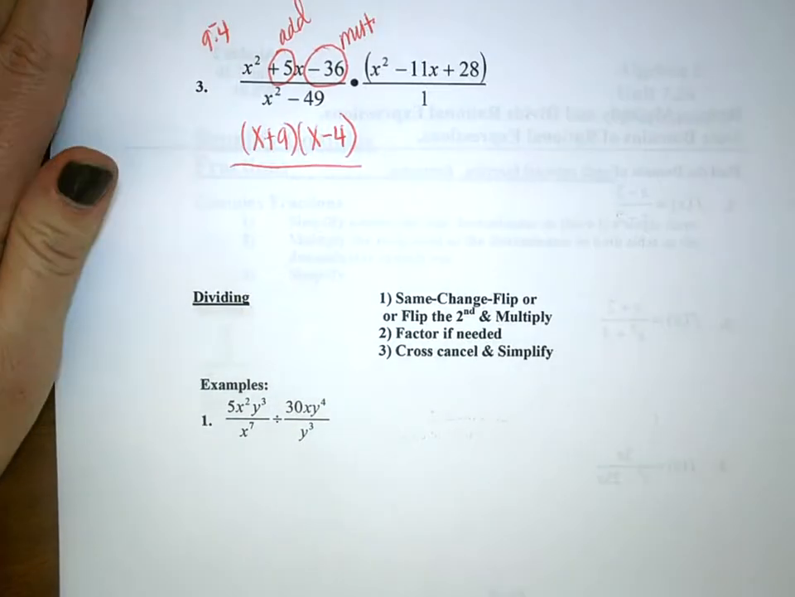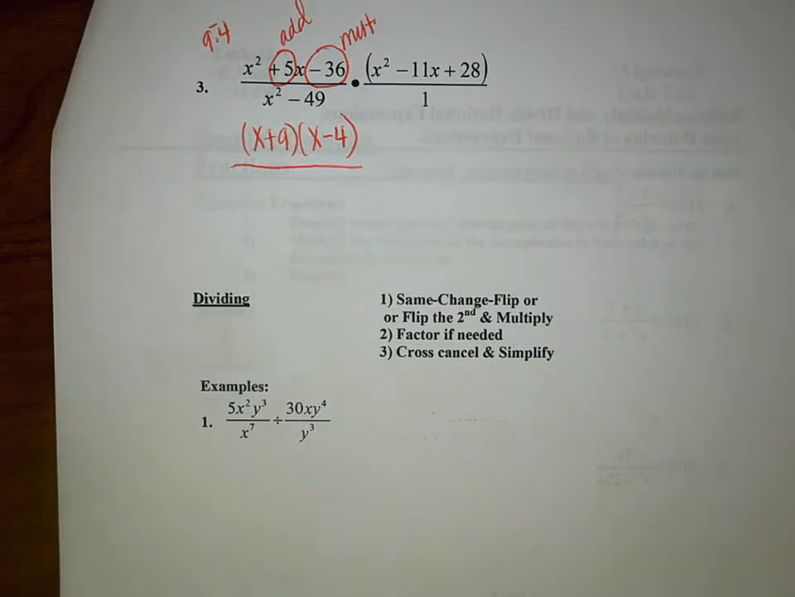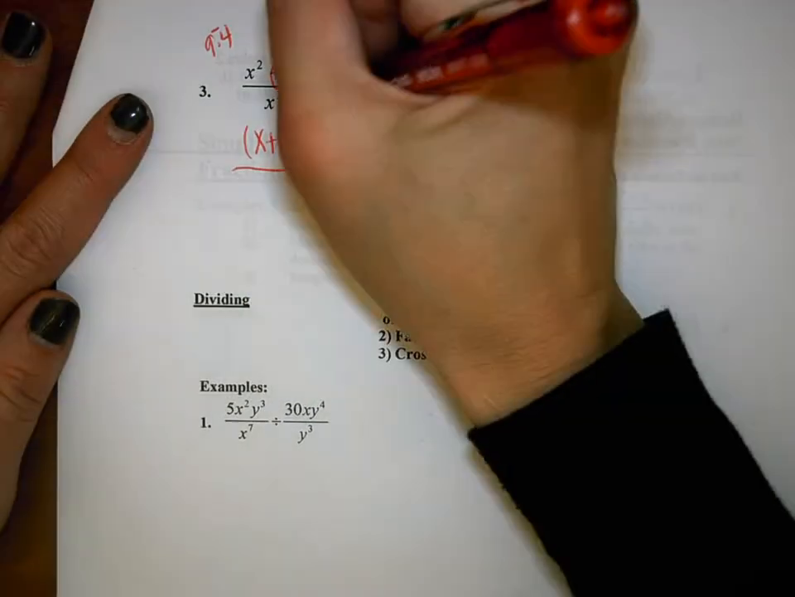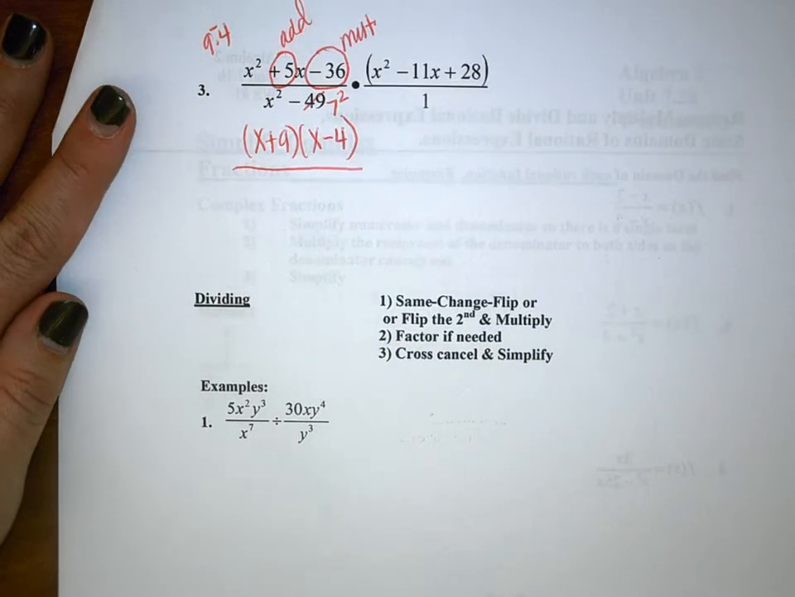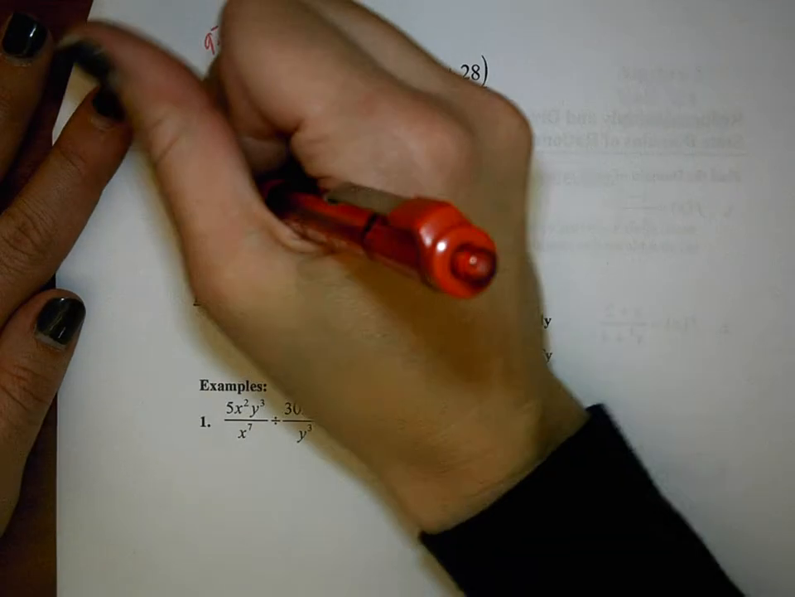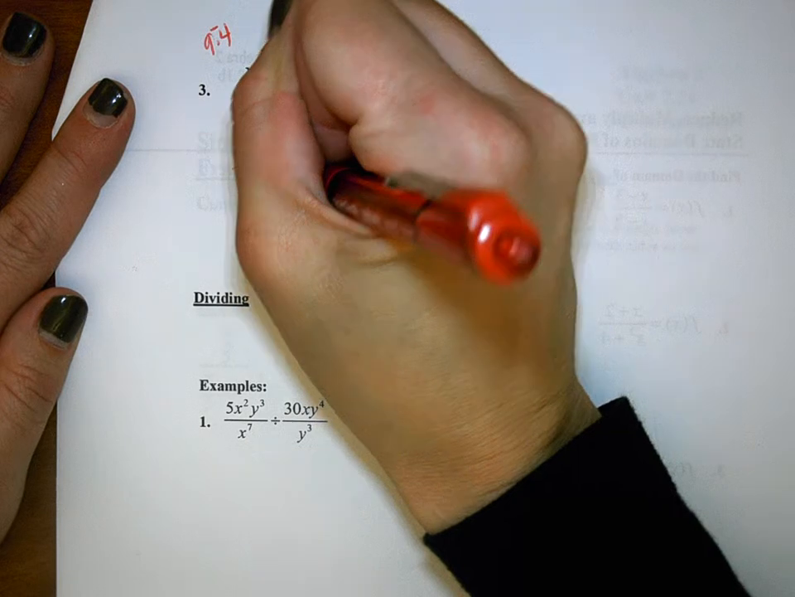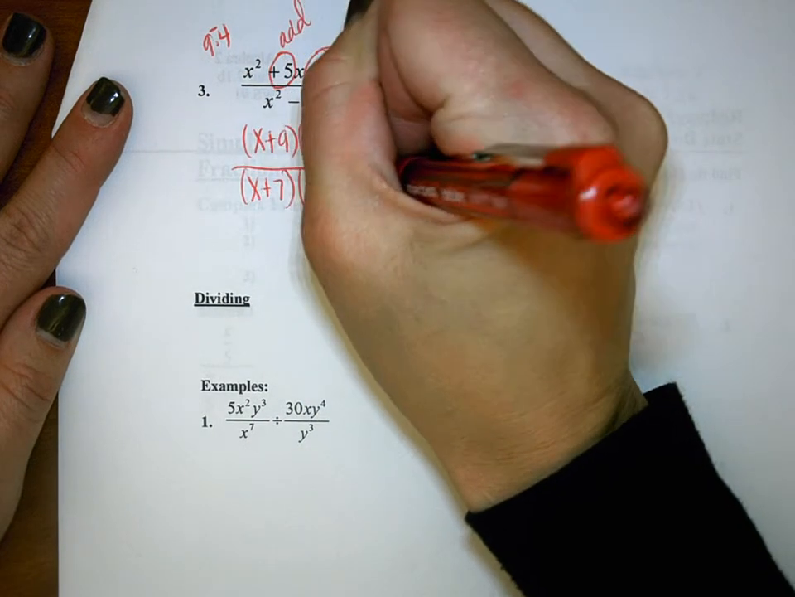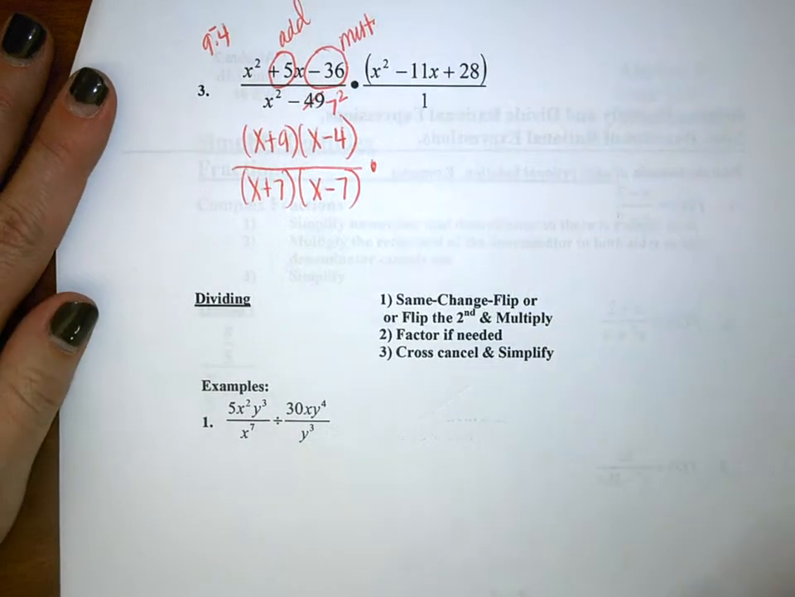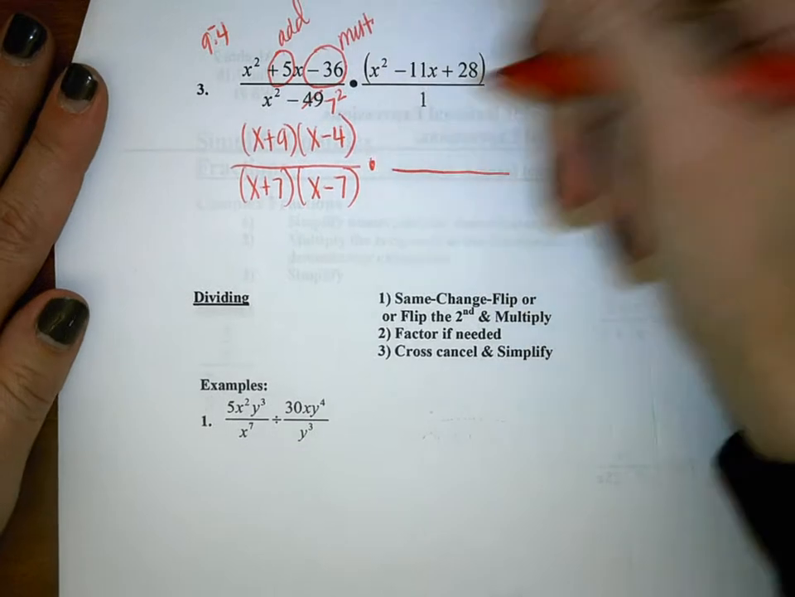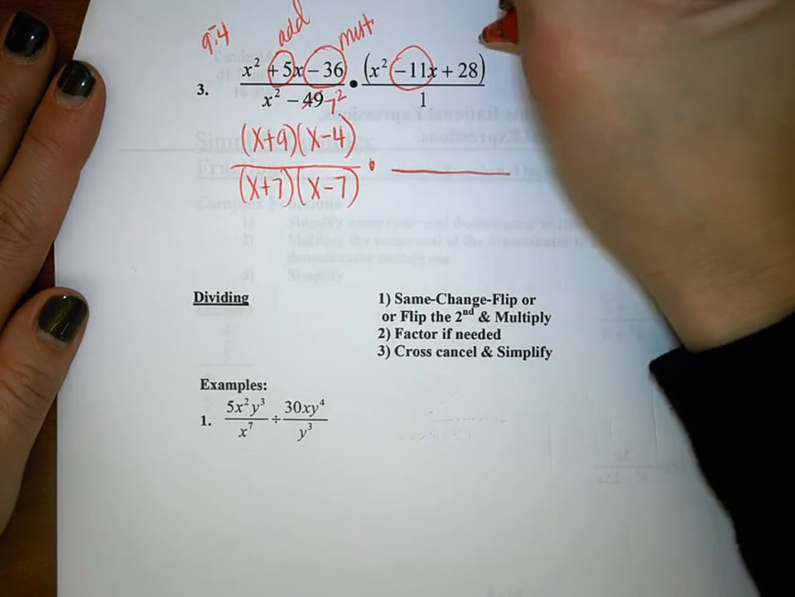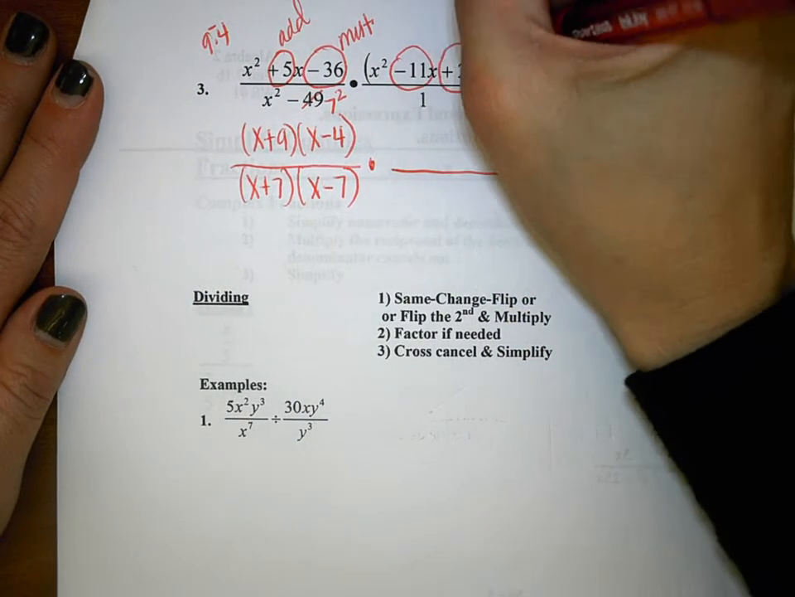Okay, my denominator of the first fraction, what is that going to be? Good. 49 is really 7 squared, so we have a difference of 2 squares. So we get x plus 7 and x minus 7 times. Okay, the top over here, we are looking for what adds to be negative 11, what multiplies to be 28.